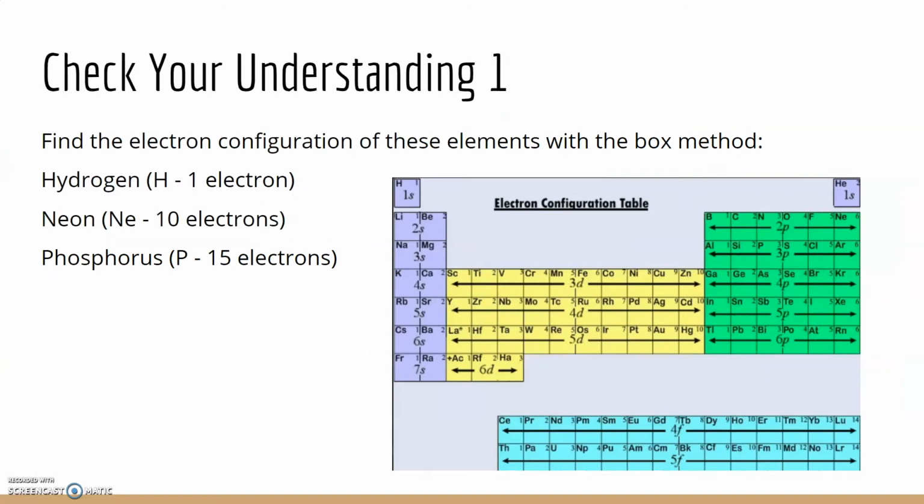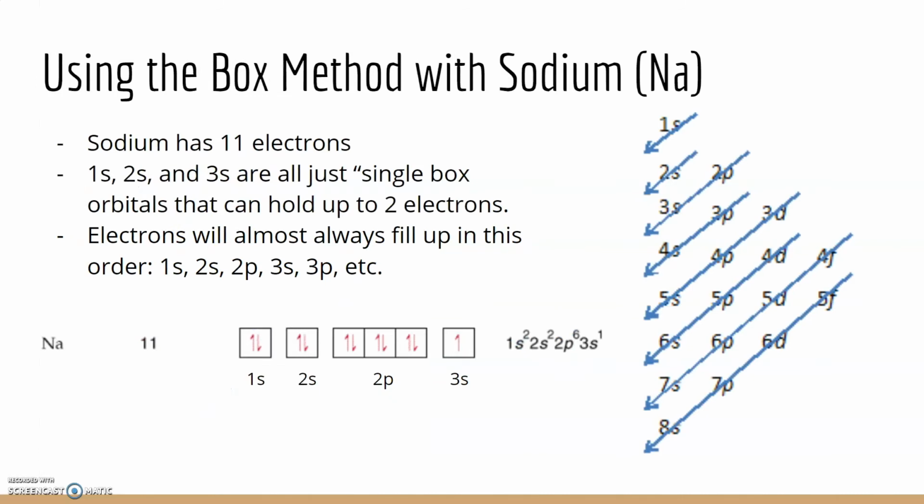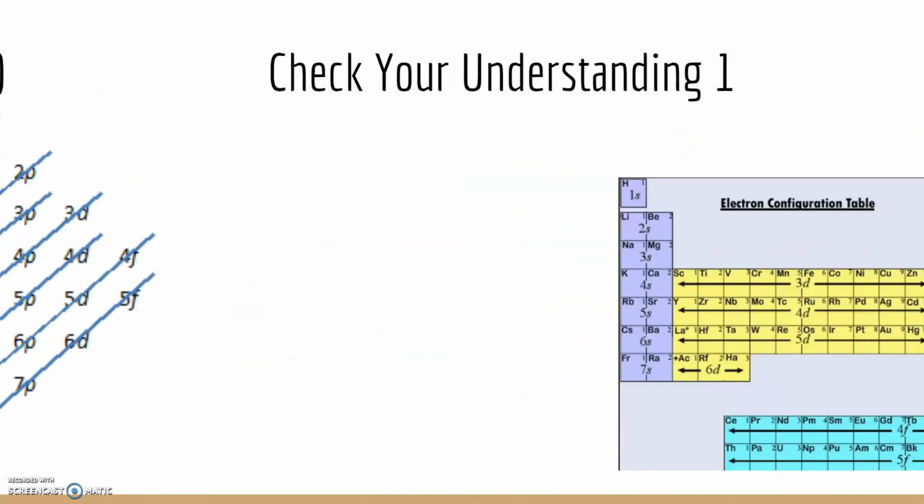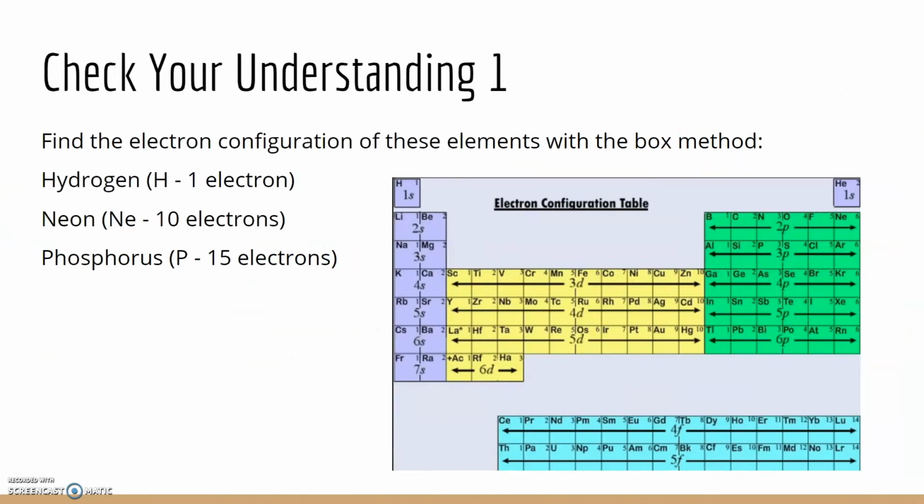So I want you to go through these and try to figure out the electron configuration as best as you can. If you need to, you can rewind in the video and see these arrows I put here. You have the elements hydrogen and neon and phosphorus.